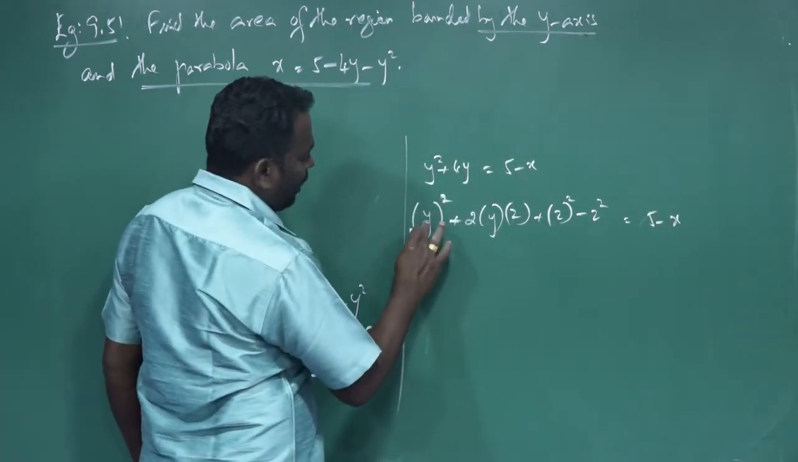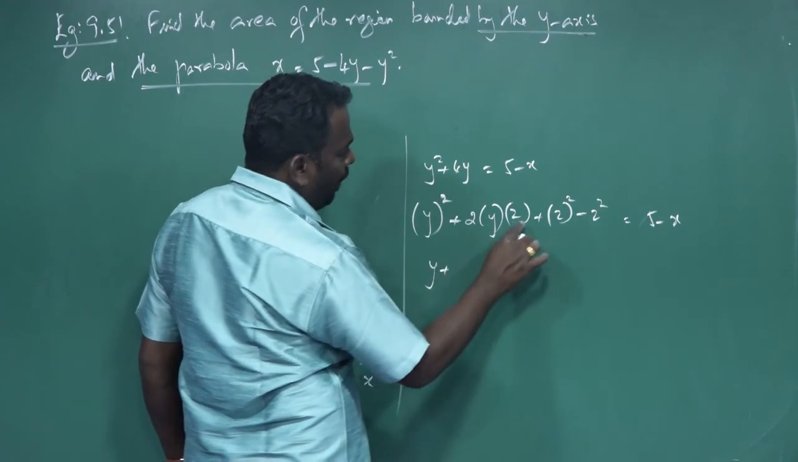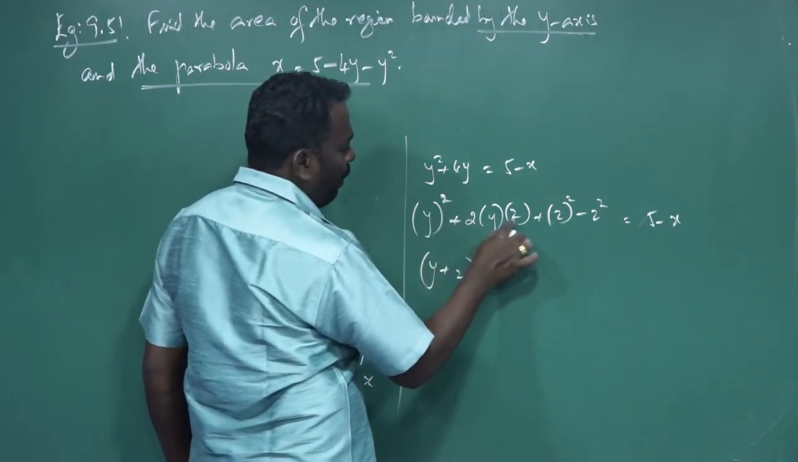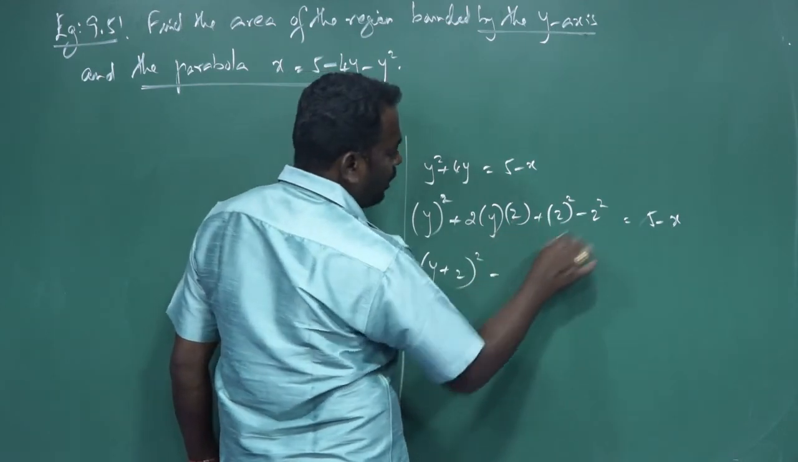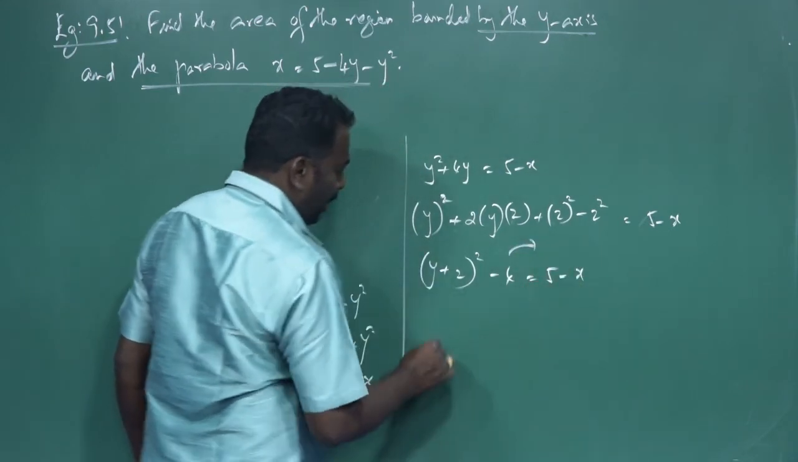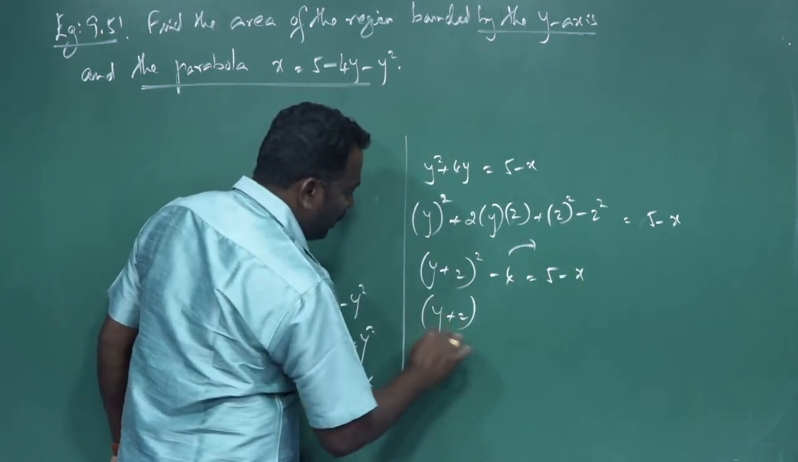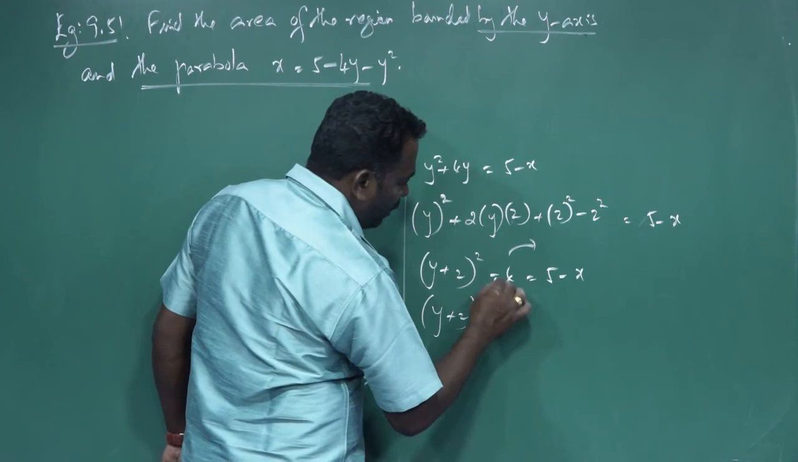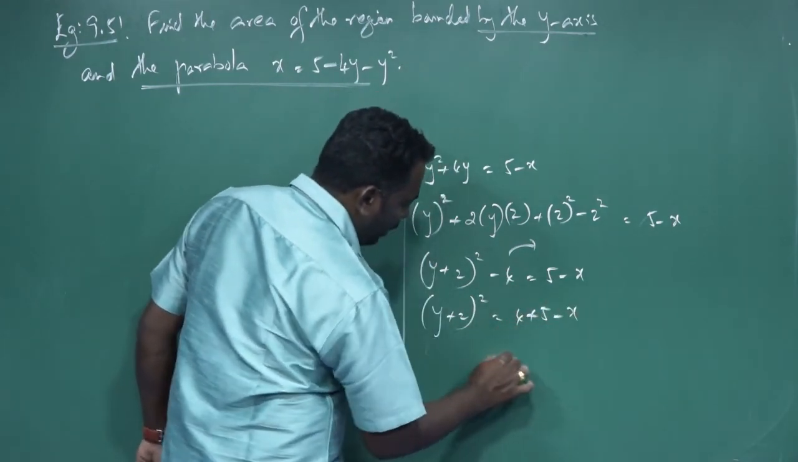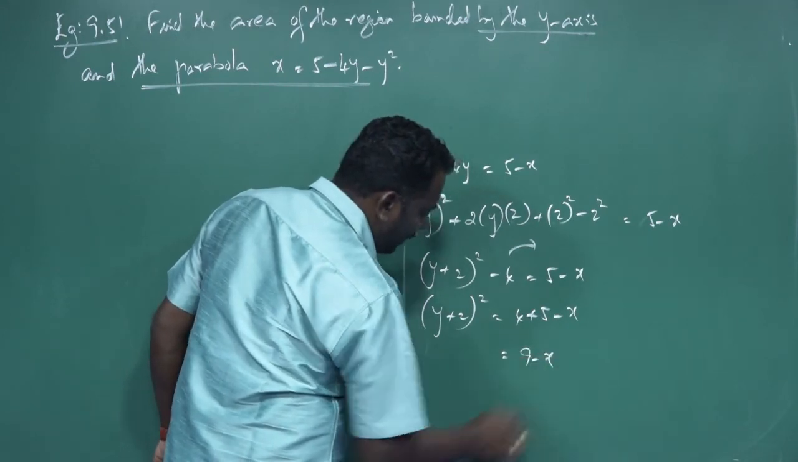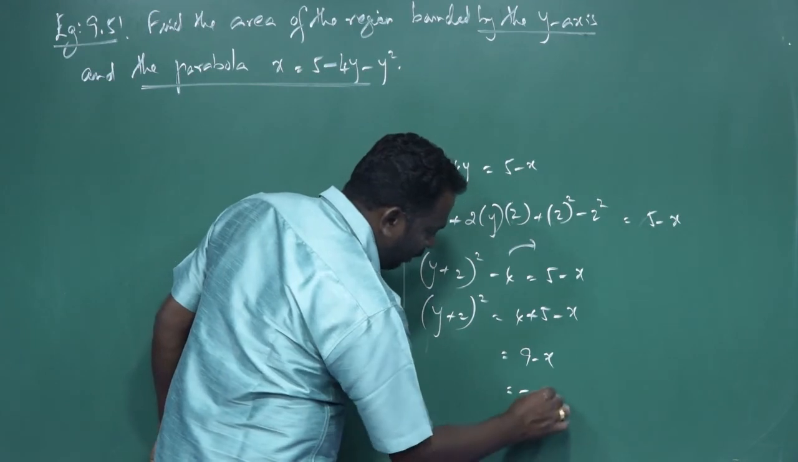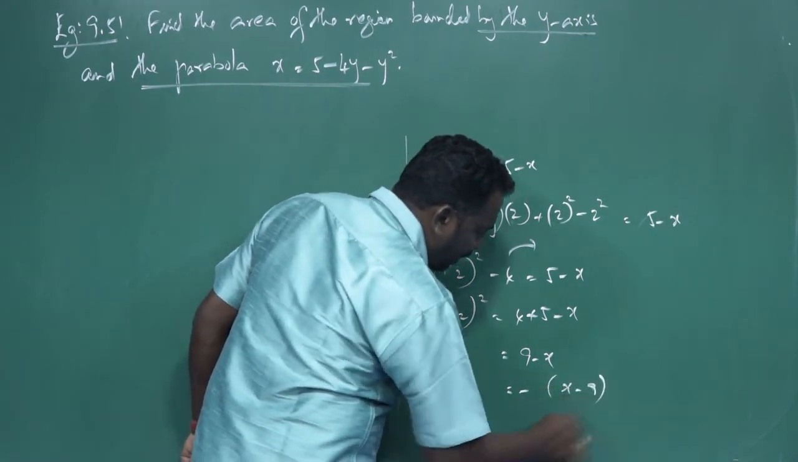Therefore (y plus 2) whole square, a square plus 2ab plus b square minus 4, is equal to 5 minus x. Transfer this to the right hand side: (y plus 2) whole square is equal to minus 4 becomes plus 4, plus 5 minus x, equal to 9 minus x. And we have to take a minus commonly: minus (x minus 9).